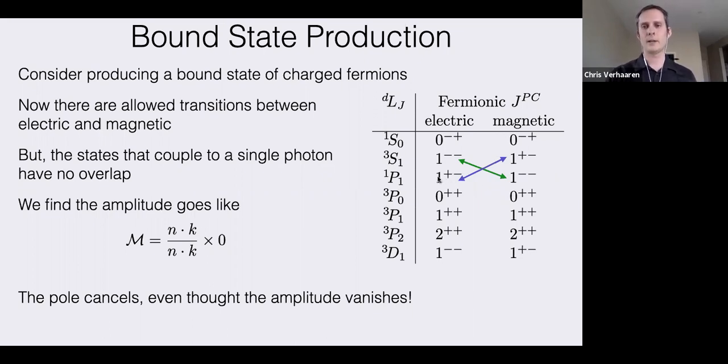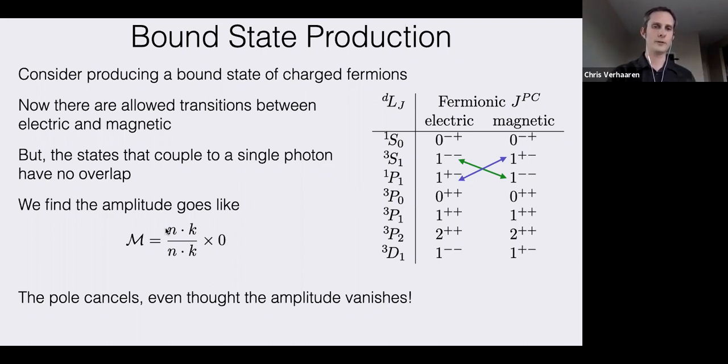While an electric configuration can be 1 plus minus, it has no overlap with a single photon. So the single photon current can only give you the 1 minus minus in the electric case. The single photon current can only give you the 1 plus minus in the magnetic case. So while you can write down an amplitude that connects these two, you can go from electric to magnetic through a single photon, what you find as you try to project onto these correct states is that it actually is a vanishing amplitude as well.